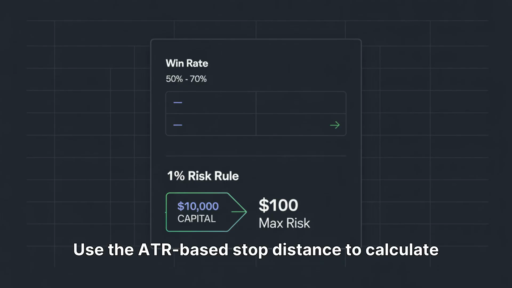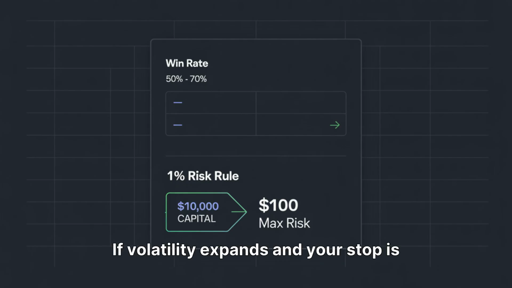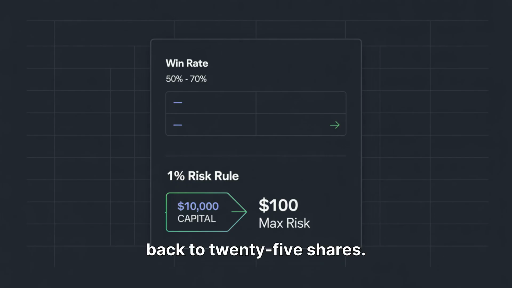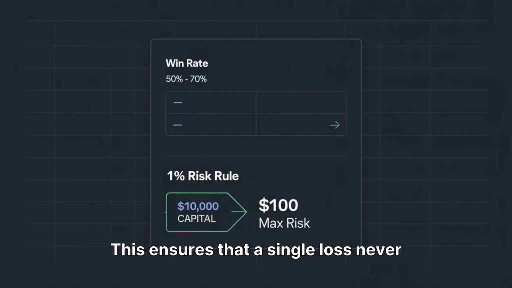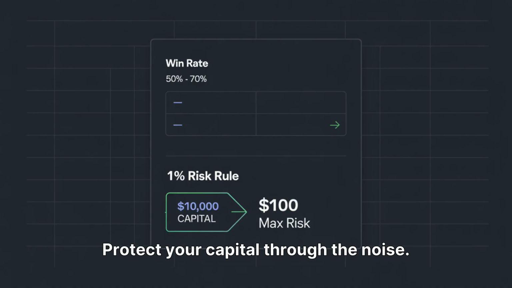Use the ATR-based stop distance to calculate your share count. If your stop is $2 away and you want to risk $100, you take 50 shares. If volatility expands and your stop is now $4 away, you automatically scale back to 25 shares. This ensures that a single loss never damages your account disproportionately. Protect your capital through the noise.